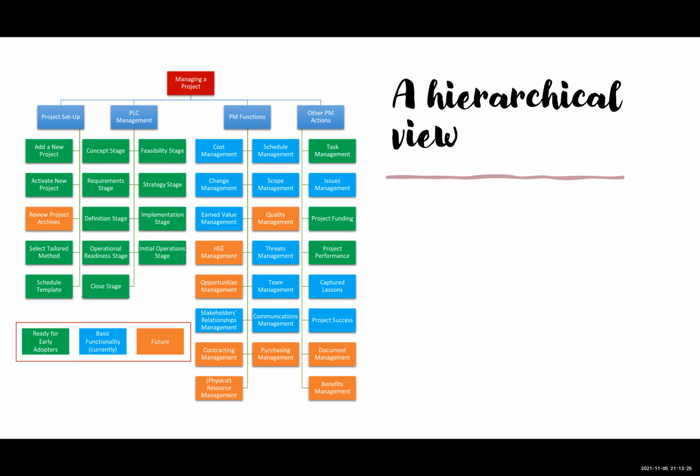And the color coding here means the green is ready for early adopters, which means now. The blue is basically what we already have as basic functionality, or at least we will have within the next few weeks, and the orange is future.